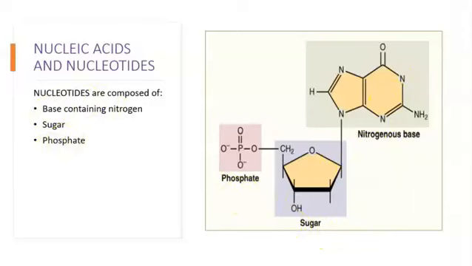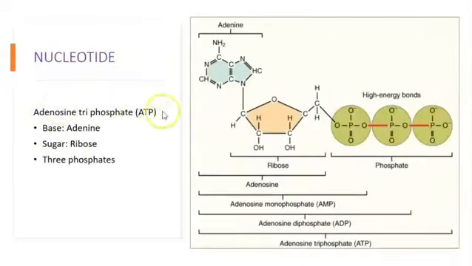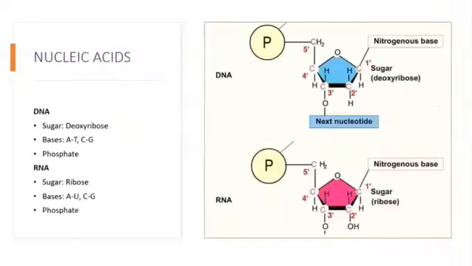A very important nucleotide is ATP, as you can see right here. In the case of ATP, the base that contains nitrogen is going to be adenine. The sugar is going to be ribose, and you're going to have 3 phosphates, 1, 2, and 3. That's why it's called ATP. Now, another function of nucleotides is to be the main component of nucleic acids. And the nucleic acids can be DNA as well as RNA.